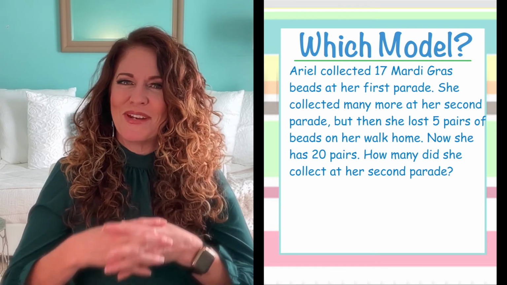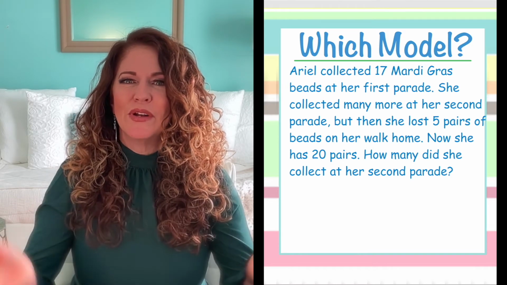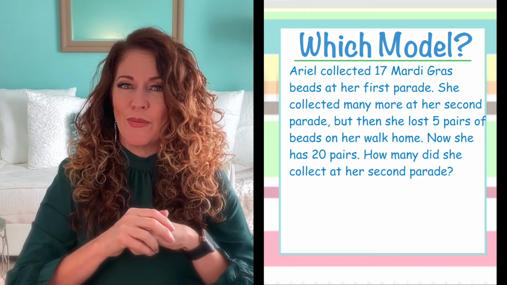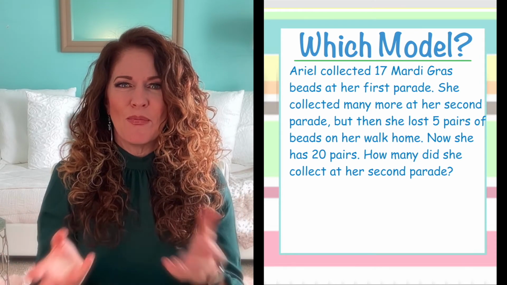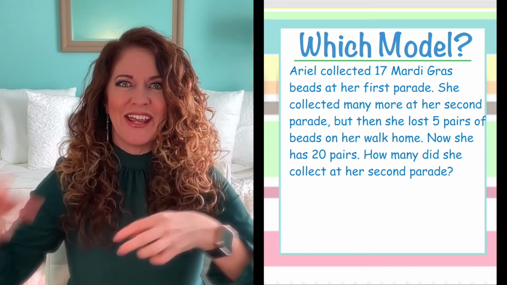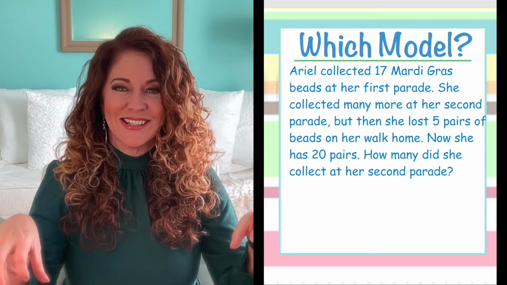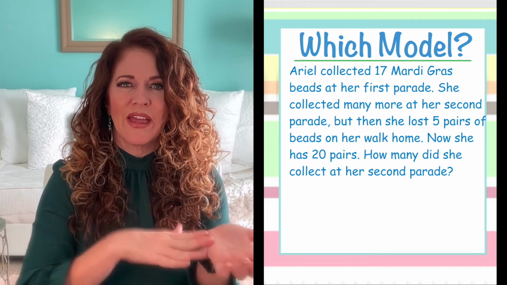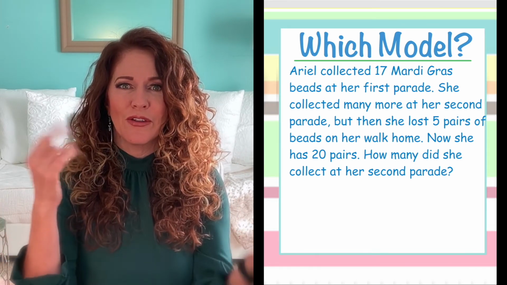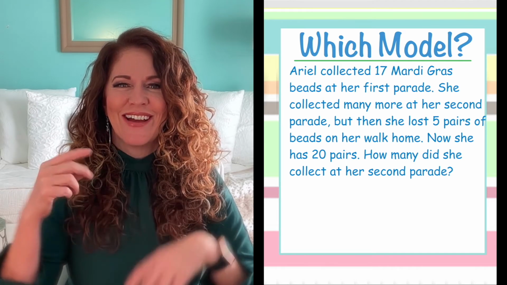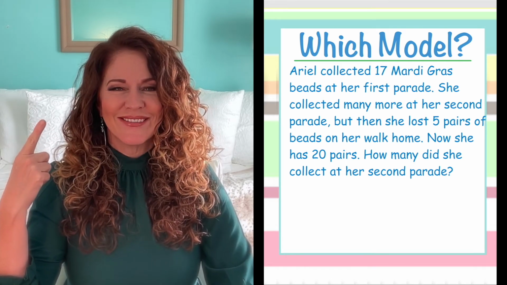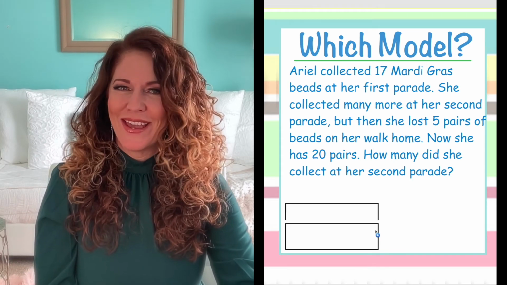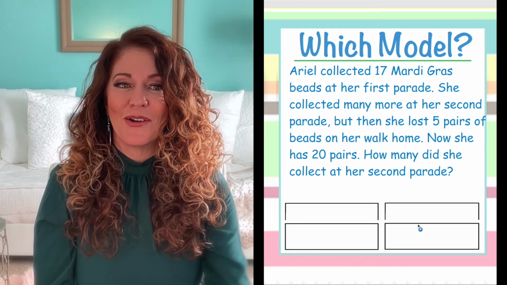How many did she collect at her second parade? Think about what's happening in this problem. Are we putting numbers together or taking them apart? That would be part whole. Change, are we putting them together and taking them apart? Are we changing our actions in the same problem? Or are we comparing: more than, less than, longer than, shorter than? Ready? What model would you use? Think and tell me. This would be a change model.